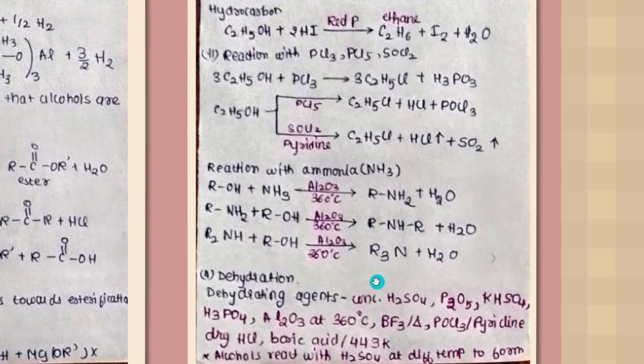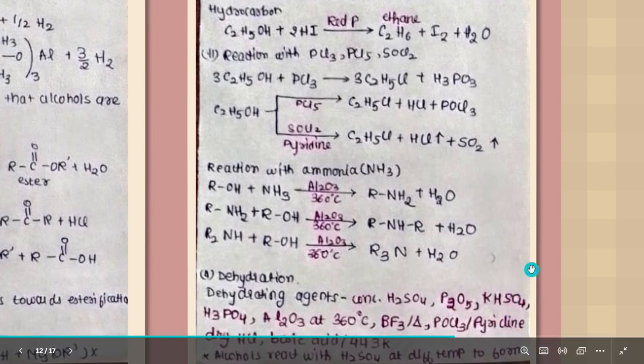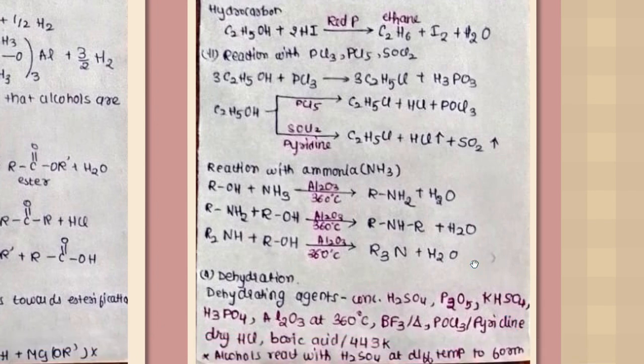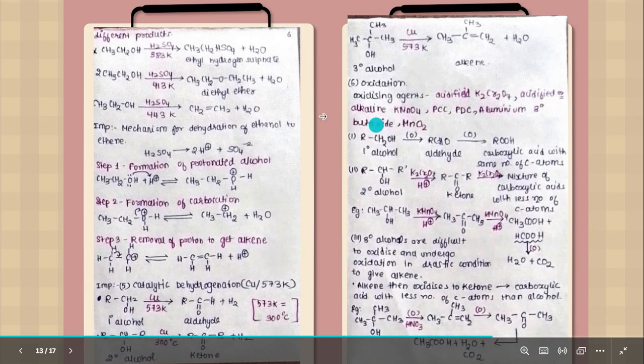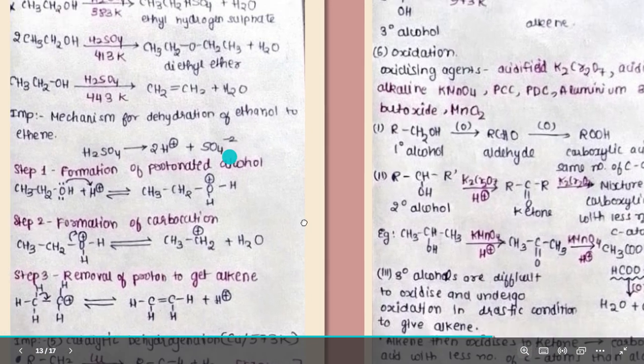Dehydration: these are some dehydrating agents which are concentrated H2SO4, P2O5, KHSO4, H3PO4, Al2O3 at 360 degrees Celsius as we saw just now, BF3 in presence of heat, POCl3 in presence of pyridine, HCl, boric acid at 443 Kelvin. Now alcohols react with H2SO4 at different temperatures to form different products. Now what are those products?